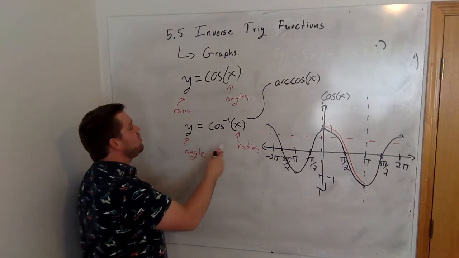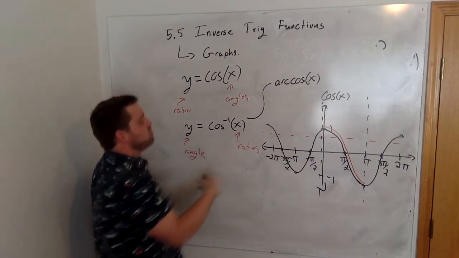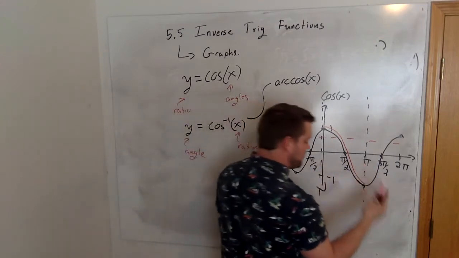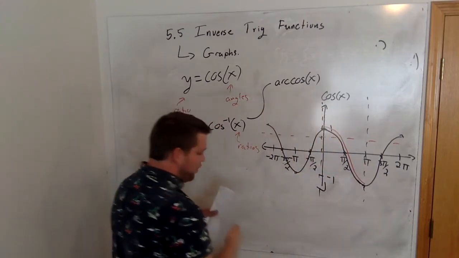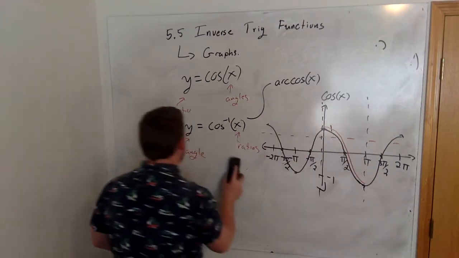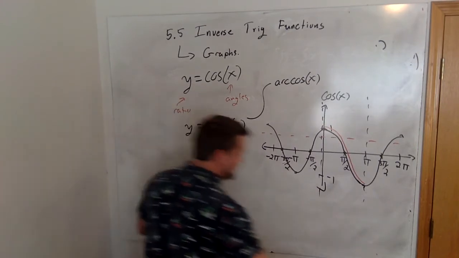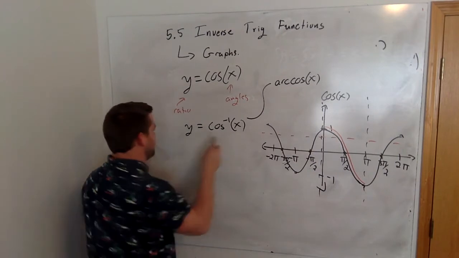So now, when I think about the cosine inverse function, it will now be a function, and it will only spit me out angles between 0 and pi. Okay, so let's graph this. What are we doing with cosine inverse? Let's write its domain and range down.